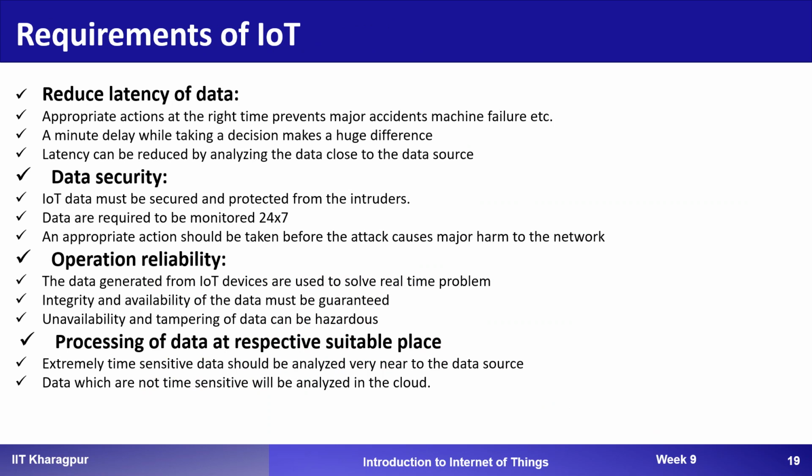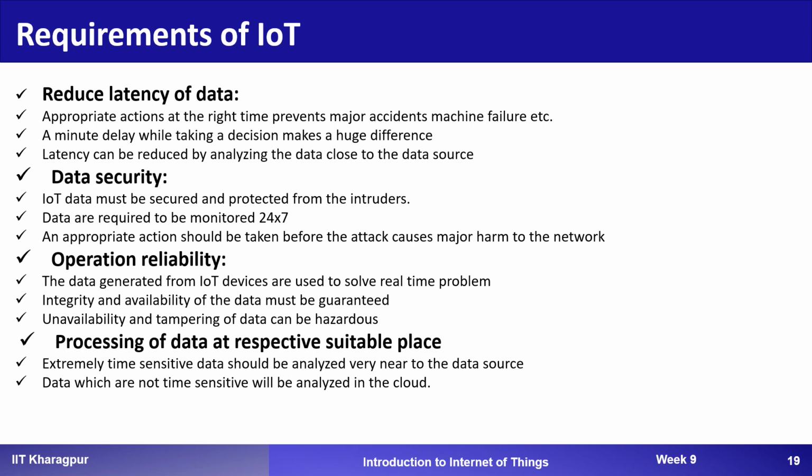Now the requirements of IoT. The first requirement of IoT is to reduce the latency, because in IoT you need the processing to be very fast. Appropriate actions at the right time prevent major accidents and machine failures. A minute delay while taking a decision makes a huge difference. Latency can be reduced by analyzing the data close to your data source.